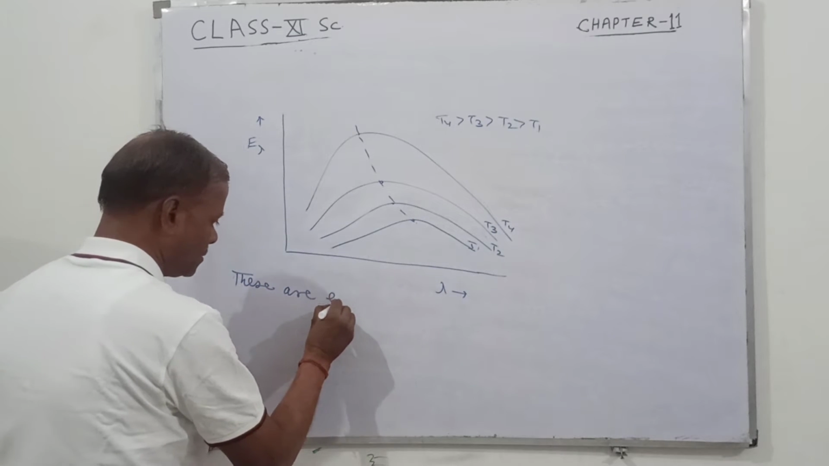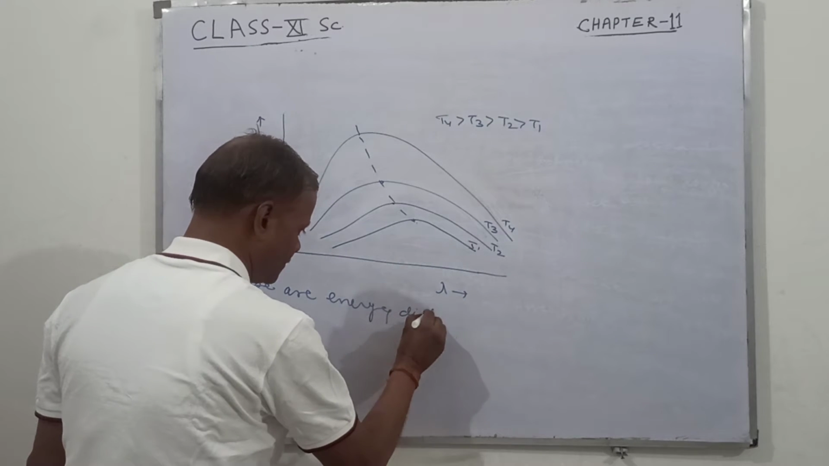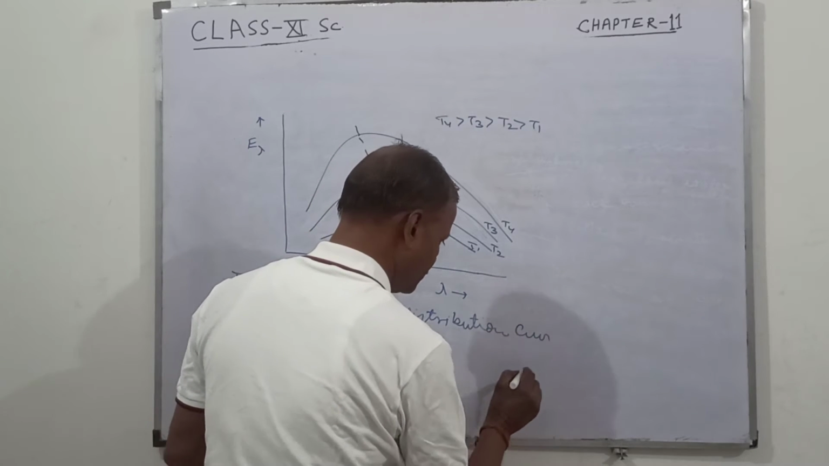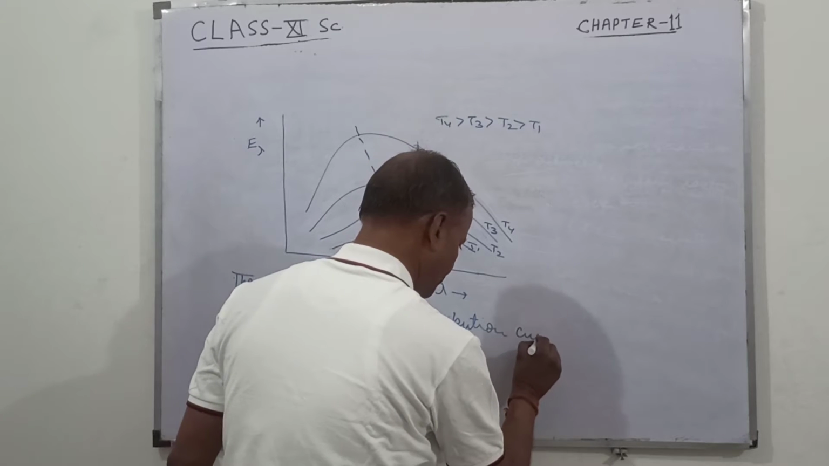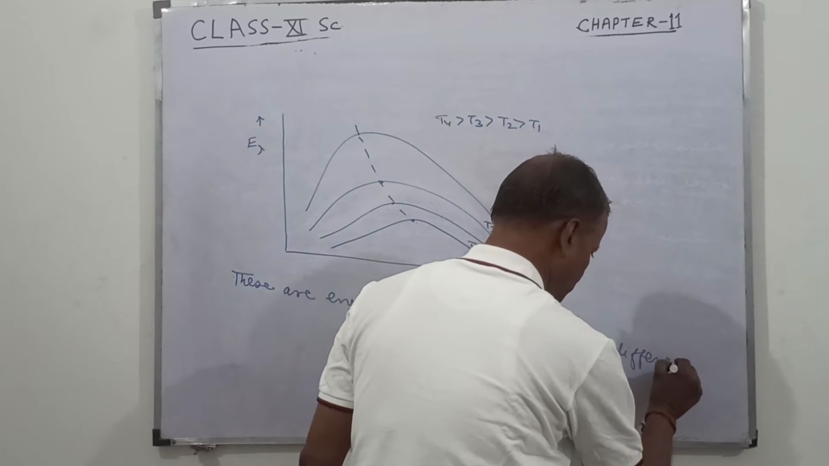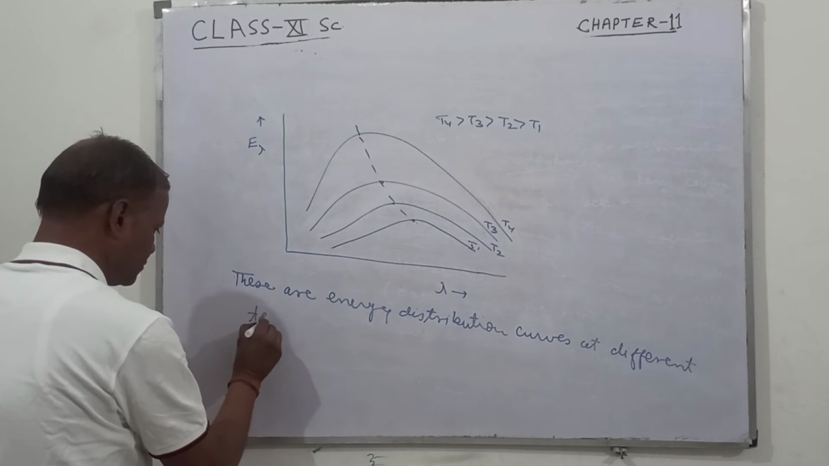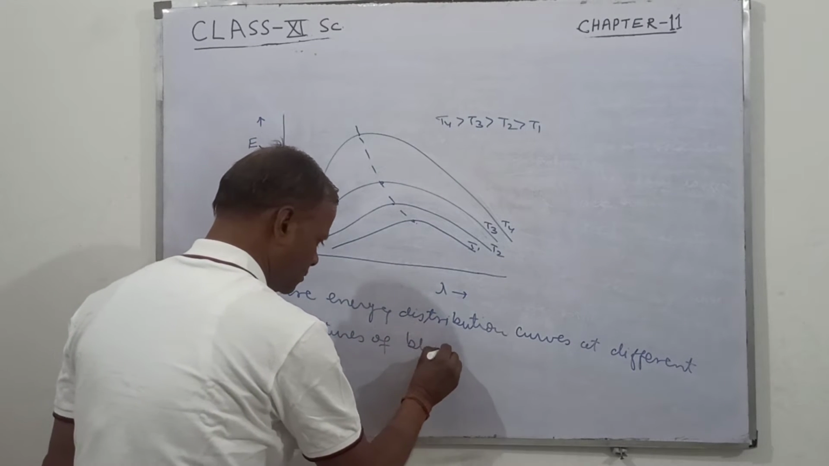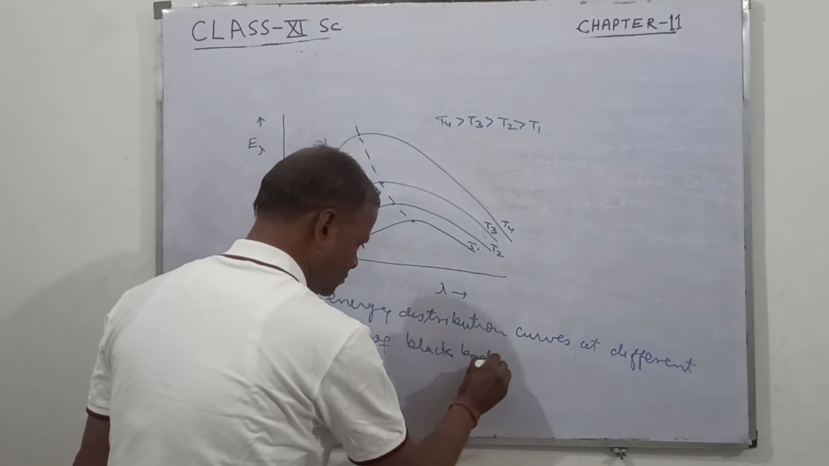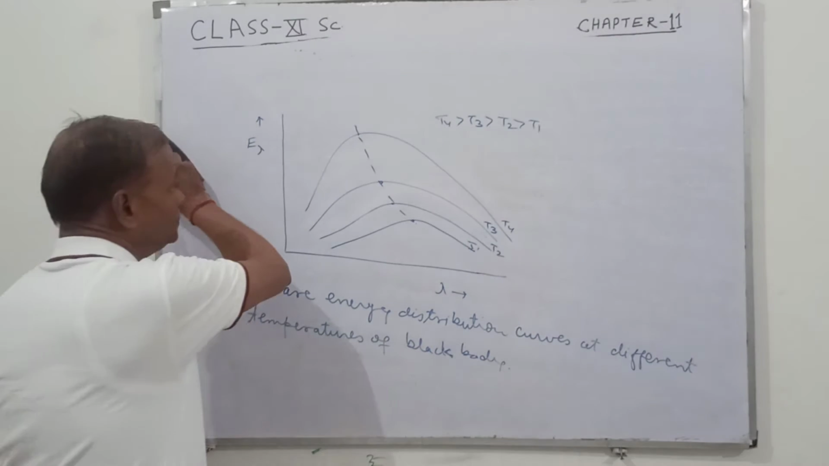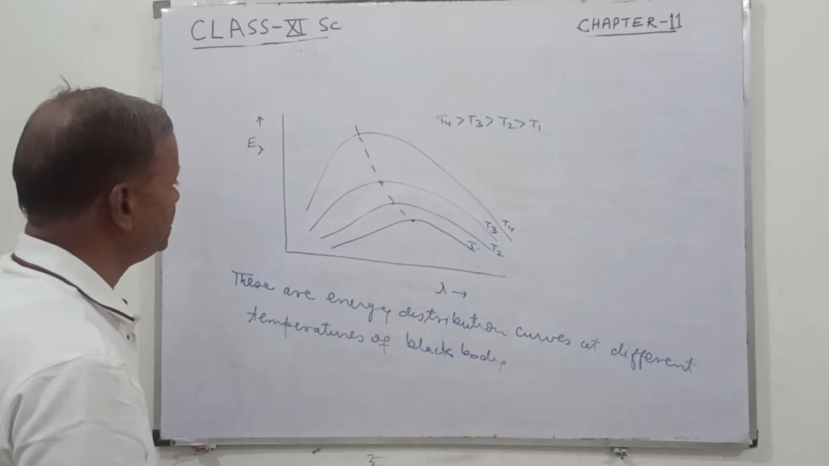These are energy distribution curves at different temperatures of a black body. So these curves have certain properties. Now you see that this is the peak.